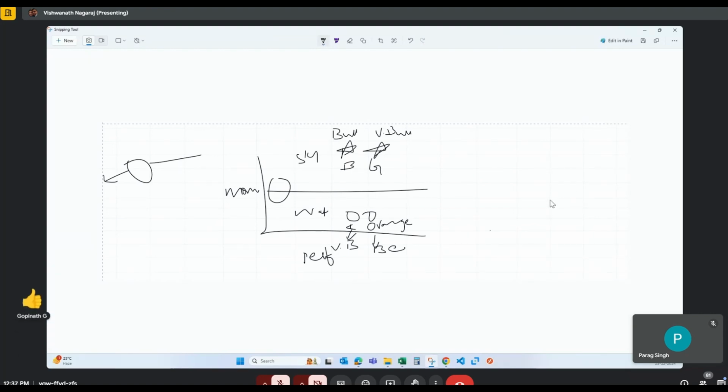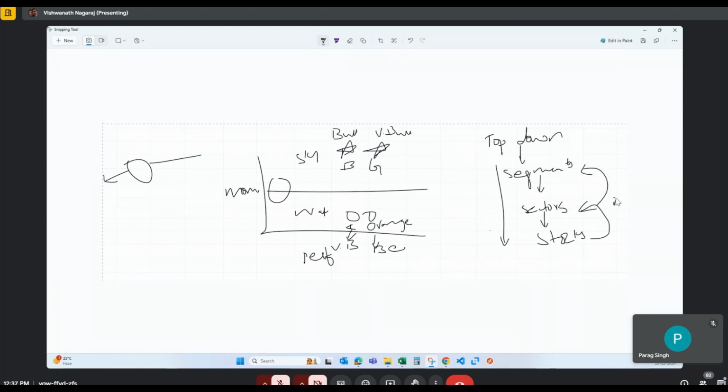So the approach I take is called the top-down approach. What is a top-down approach? You see what segments, then in that segment you come to sectors, or you can come directly to sectors, to constituents, and then you come to stocks. This is the definition. If it's a bottom-up approach, then you go to stocks first, then you see the sector, and then you see the segment. This is bottom-up, but I prefer the top-down approach.